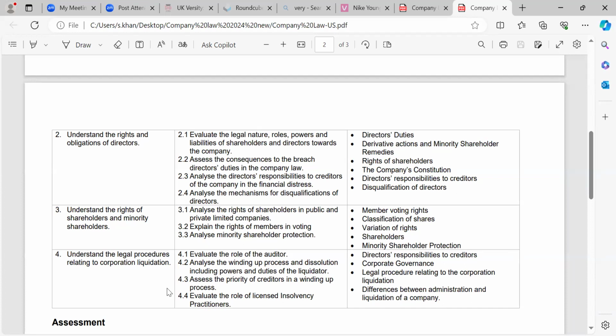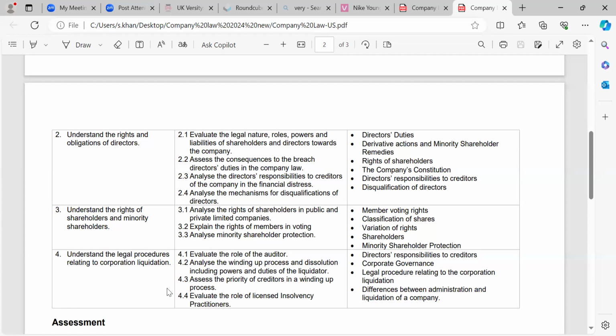We then went on to 4.4, where we looked at evaluating the role of licensed insolvency practitioners. We looked at how they play a crucial role within the insolvency and liquidation processes. We looked at their expertise and qualifications. We looked at the appointment and oversight, so how they are appointed to oversee insolvency processes, including administrations, liquidations, and voluntary arrangements. We looked at the role in administration, so how they act as administrators, assuming control of the company's affairs and implementing any restructuring plans.